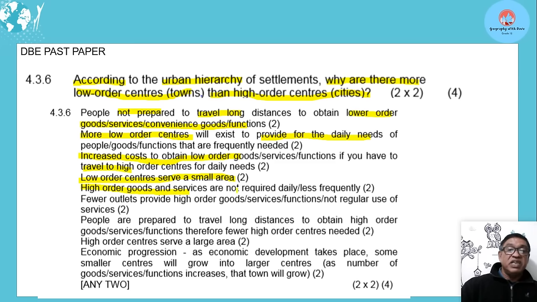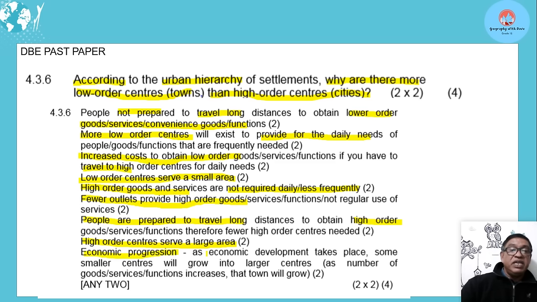High order goods and services are not required daily and frequently. So the bigger centers with the higher order goods will be less, because not every day you buy. Fewer outlets provide high order goods and services because it's not bought regularly. So fewer centers, therefore fewer cities than towns. People are prepared to travel long distances to obtain high order goods. You don't have to have it in every little town, and there's so many towns, they prepare to travel. Okay? High order goods serve a larger area. People are prepared again to travel to high order centers, like the city. So you don't have to have many of them because they don't buy them often.